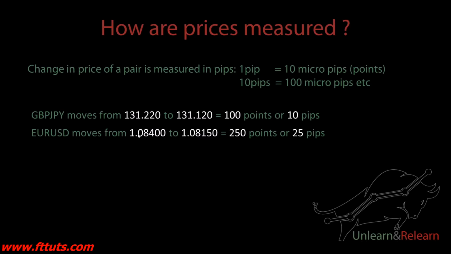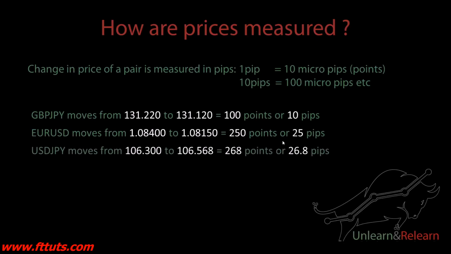Let's say I had a sell order at 1.08400 and price moved down to 1.08150. This means there was a change of 25 pips, so now I'm positive 25 pips. But if you had a buy order at this point, you're going to say, okay, now I'm in negative 25 pips.